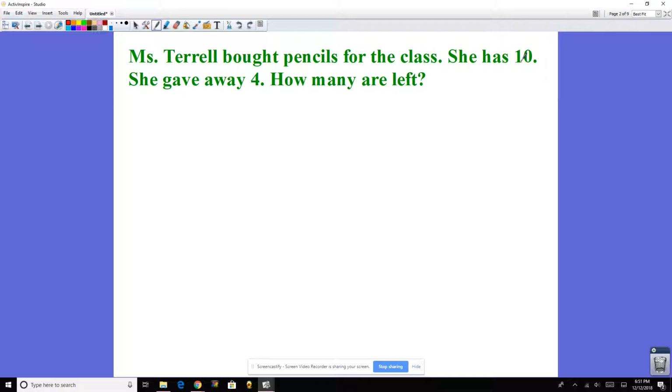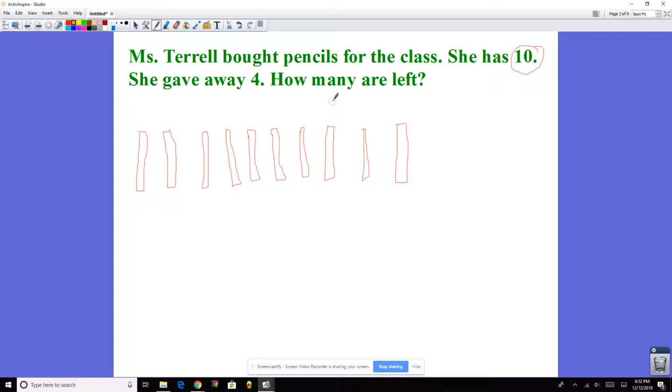She has 10. That one tells me how many she has. I'm going to circle 10. And then I'm going to draw 10 pencils. I'm just going to draw rectangles. So you draw rectangles. 1, 2, 3, 4, 5, 6, 7, 8, 9, 10. All right, you should have 10 pencils and I have 10 pencils.